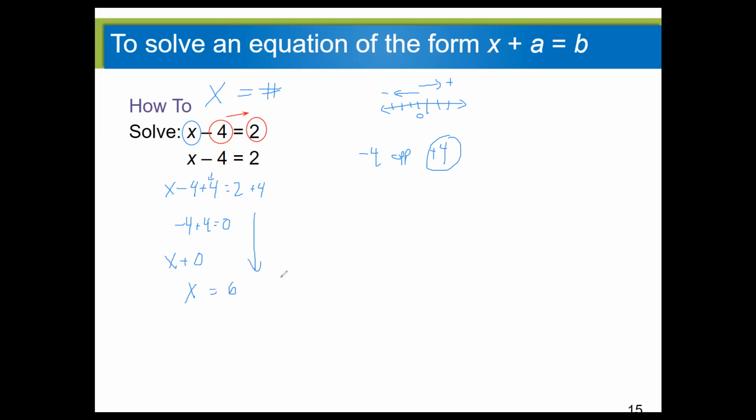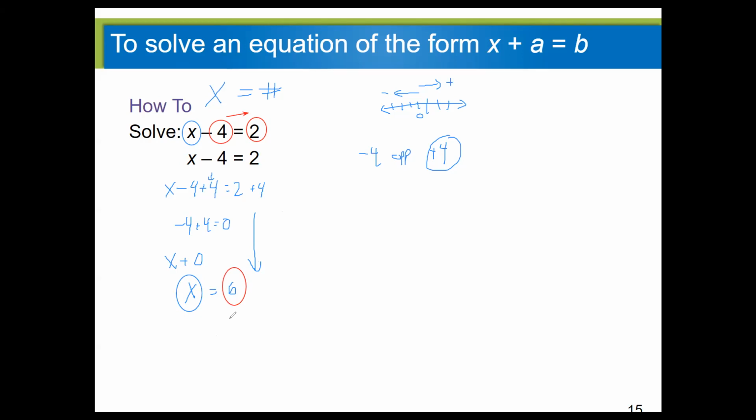Equals 6. And now I have an equation where I have all the letters on one side, and I have all the numbers on the other side. I've transformed this equation into one with variable equals constant, or letters equal number. Letter equals number. Once I have hit that, I have solved my equation.